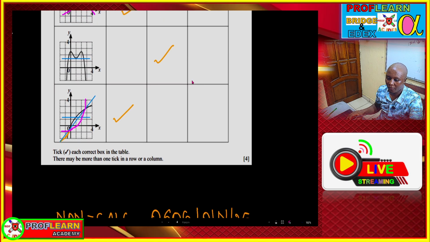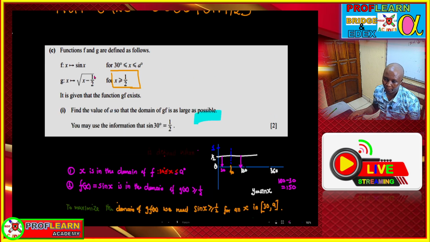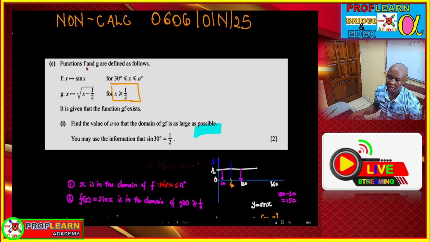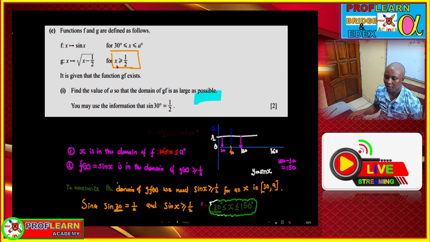And then we have a function to do with domain and range. We have g and f of x here, and then we are told to find the value of a so that the domain of f is as large as possible. But we were told f of x is sine x, but it's 30, and we are told sine 30 is a half.